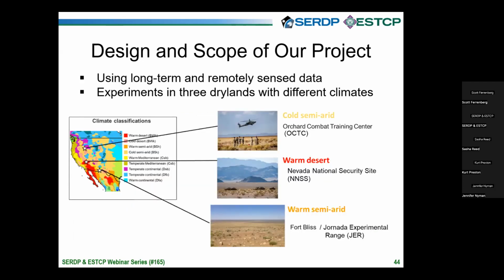So our locations were across the Western US. From north to south, we were working in the Great Basin Desert in Idaho at the Orchard Combat Training Center, which is a cold semi-arid system. We move a little further south to Nevada to the Nevada National Security Site, which is in the Mojave Desert just south of the Great Basin ecotone. That's considered a warm desert.